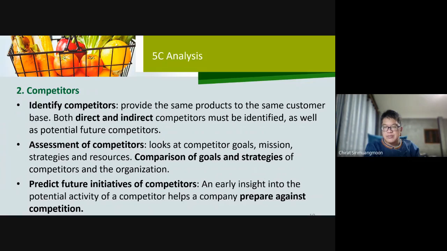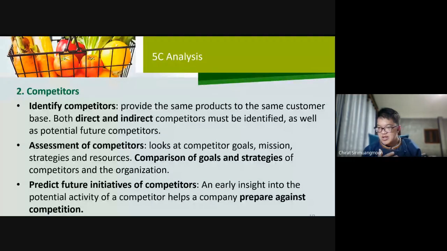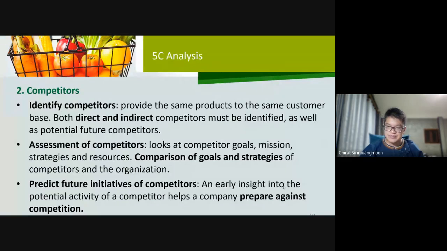Because if you have the same products or the same consumer base, or the same target group, make sure that you know how you're going to deal with them. And then, we need to understand them in order to see the potential of future competitors. It's not just the person who is fighting right now. It's about the future competitor as well.